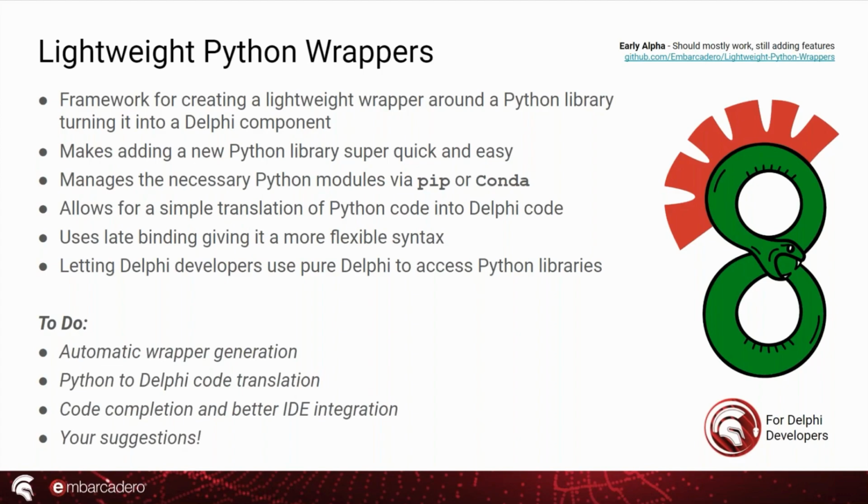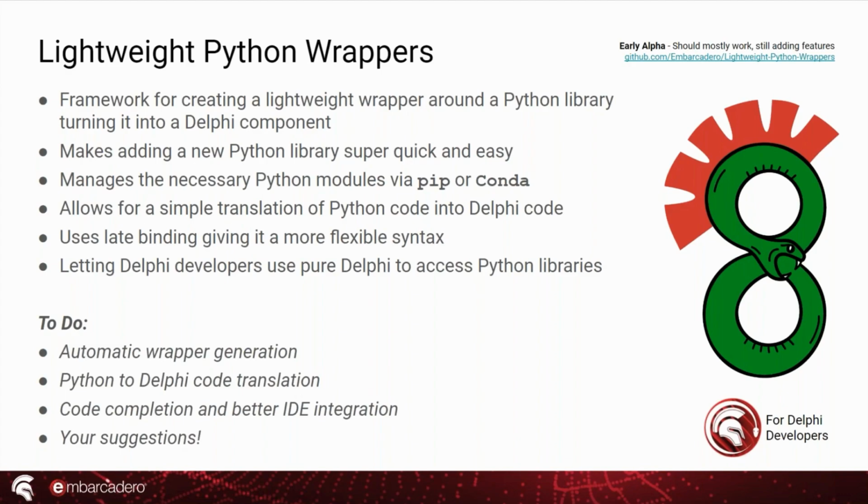Straightforward. There's a few things we still want to do on it. We want to make automatic wrapper generation. It's actually so simple. You don't really need automatic, but hey, might as well because it is really simple. We also want to have a Python to Delphi code translation, so you could take a snippet of Python code, translate it to Delphi, and I'll show you some examples of what the differences between them look like, so that you can take advantage of these libraries.